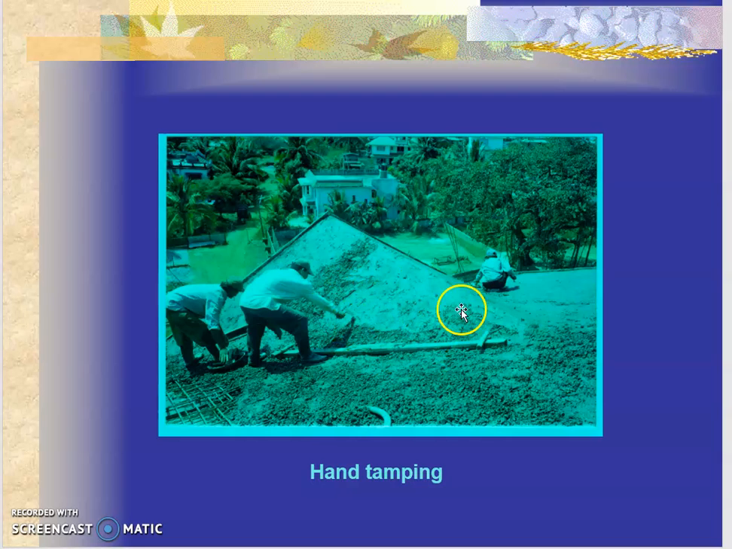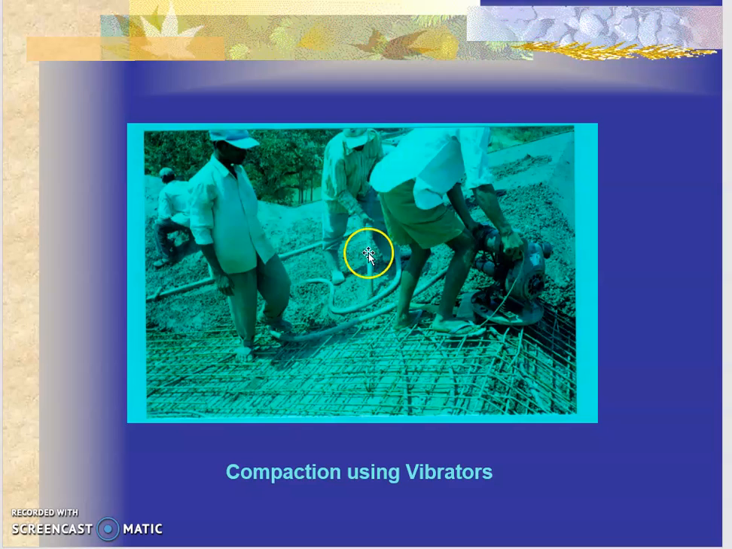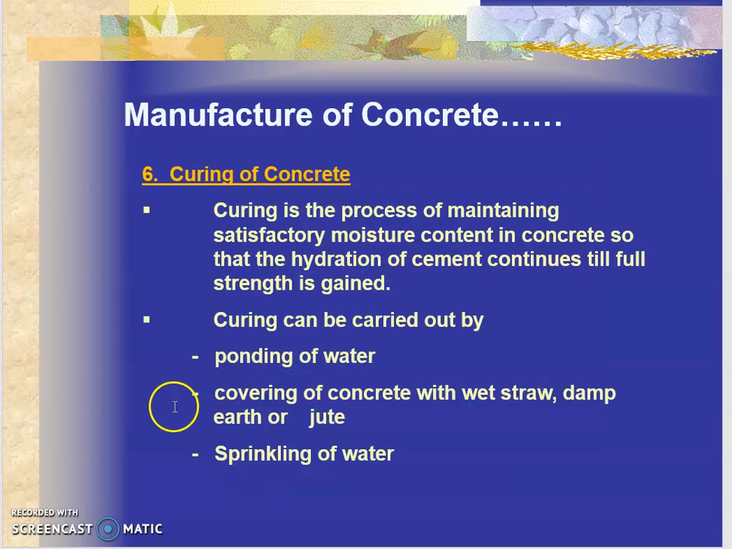So what you can see here, this is compaction by simple hand tamping. This is compaction using a needle vibrator. What you can see here is it's like a small pipe and there are vibrations induced in this pipe. So what does this do? It removes the air from the voids. And when the air is removed, the concrete obviously will become much more dense.